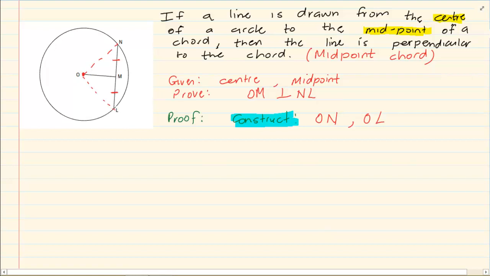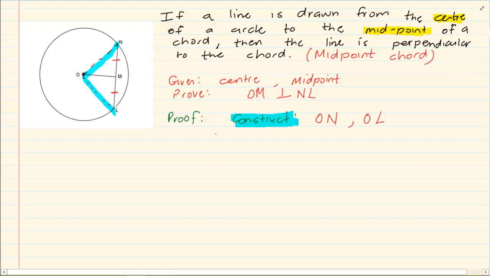Now if you look at that, if you are familiar with the circle, we drew a line from the center going to the circumference. We've discussed this in our previous video where we did introduction to circles. Those are called radius. So these two lines that you have constructed, they are radii, plural for radius. ON is a radius and OL is a radius. Now let us go on.